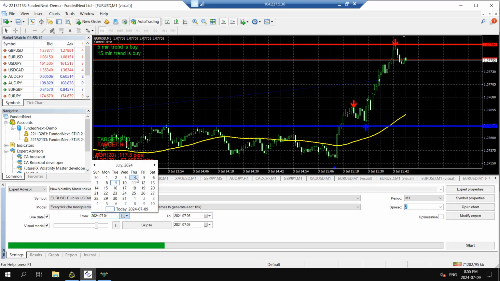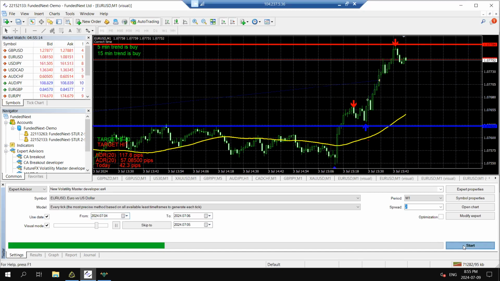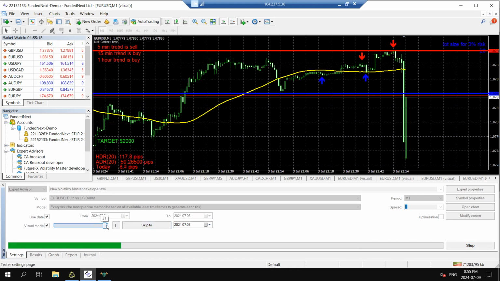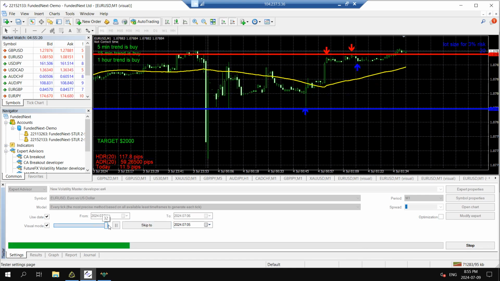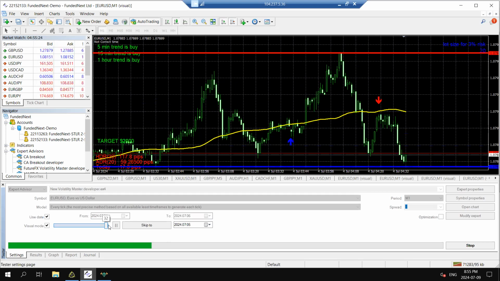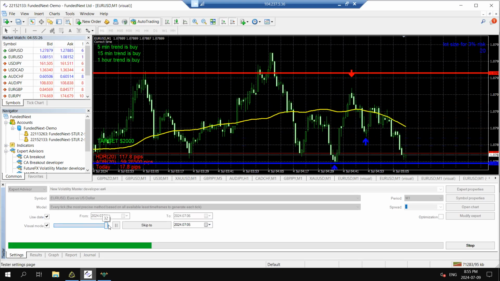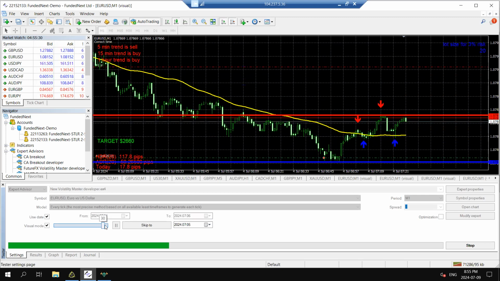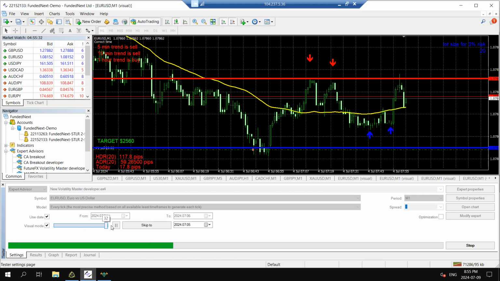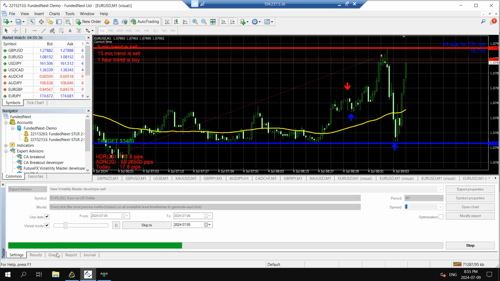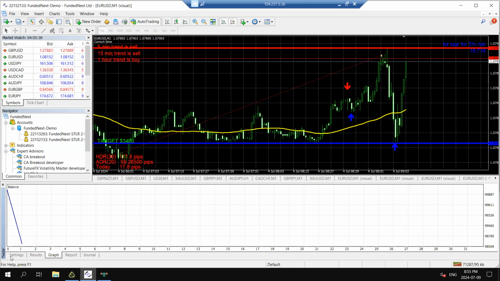So I'm going to go on to Thursday. I'll just do the whole week. I don't think these settings are quite fine-tuned yet, but it all seems to be working fine. So that was a losing trade. Yeah, one losing trade.